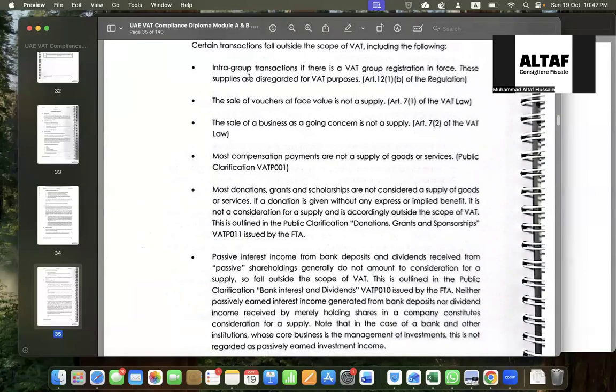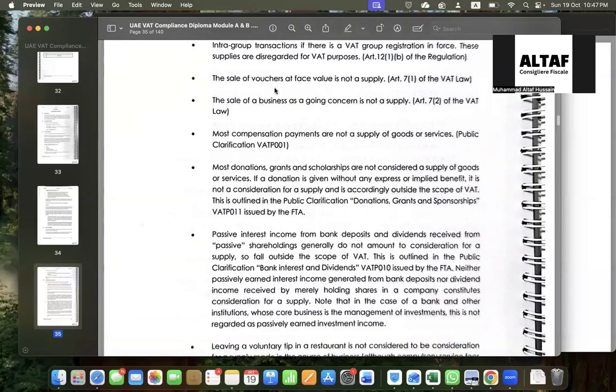For example, intra-group transactions. If there is a VAT group registration in force, we can form a tax group under the VAT law. It's called either a tax group or sometimes quickly we can refer to it as the VAT group also. So these supplies are disregarded for VAT purposes. If it's a VAT group already registered with FTA and two of the group companies are transacting, that transaction will be seen only as change of pocket, so no VAT implication will arise.